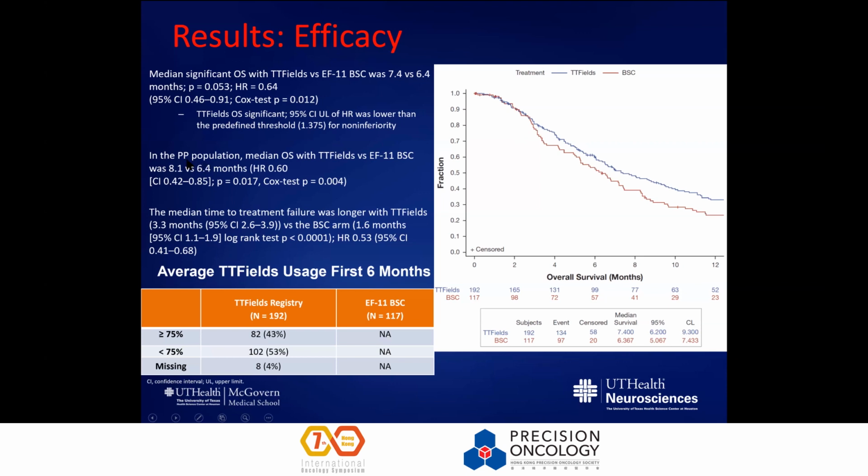In the per-protocol population, the median overall survival for the TTF is 8.1 months, so it's statistically significant even compared to 6.4 months. The median time to treatment failure was longer in the TTF group versus the BSC group, 3.3 months versus 1.6 months. And the average usage of the TTF in the first 6 months is tabulated as well. About 43% of the patients were able to achieve 75% usage or better.